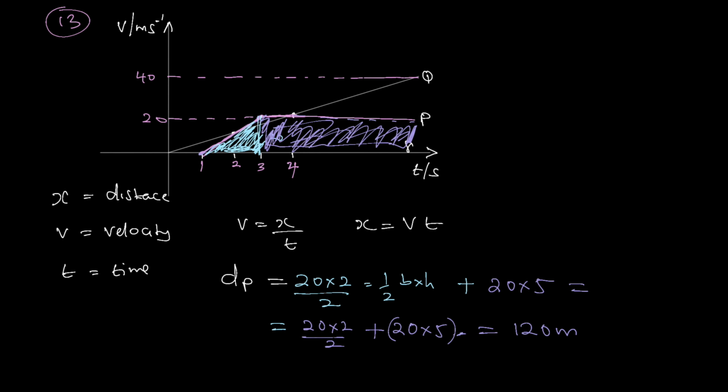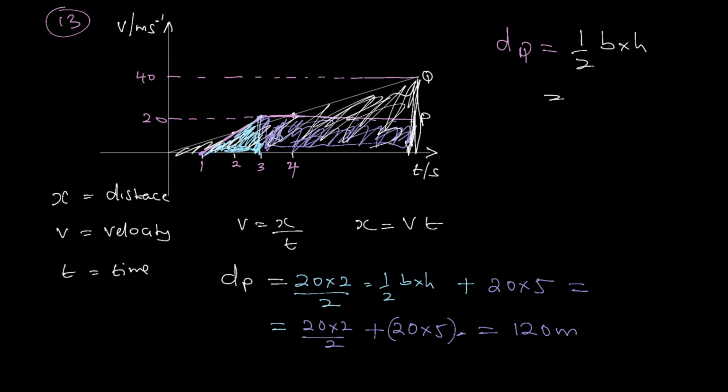But we also need to find the distance for Q. Where's Q? Let's use the white here. Q is the whole thing up to 8, so it's half base times height, and the base is 8, from 0 to 8. So that's half of 8 times the height of 40, which is 4 times 40. That's 160 meters. So that's the distance for Q.